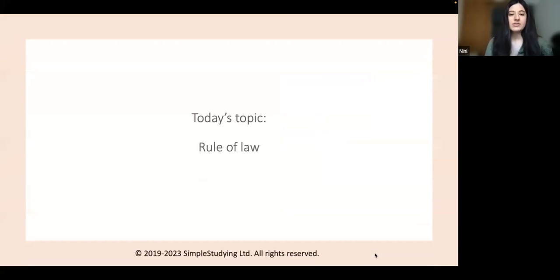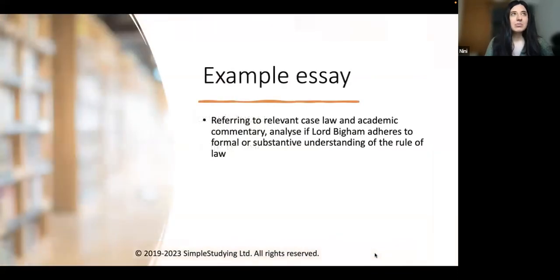Today's topic is the rule of law. We're going to revise the rule of law and practice how to answer an essay question on the rule of law. Example essay: referring to relevant case law and academic commentary, analyze if Lord Bingham adheres to a formal or substantive understanding of the rule of law.